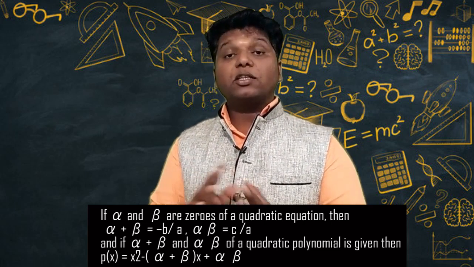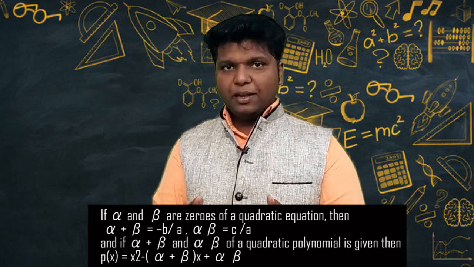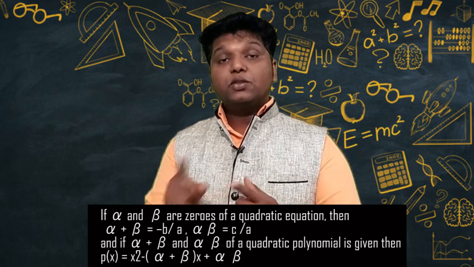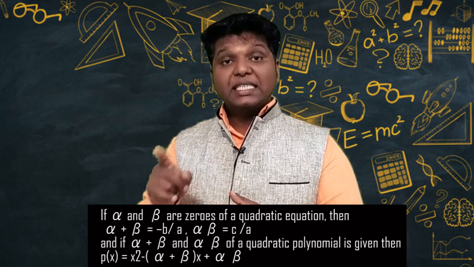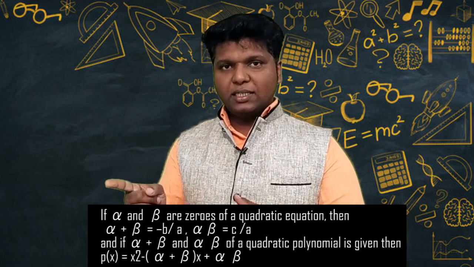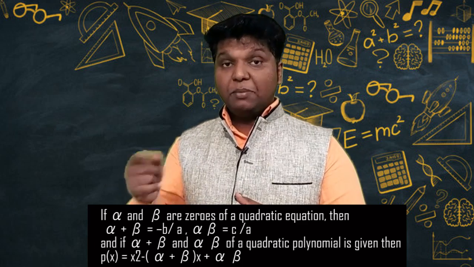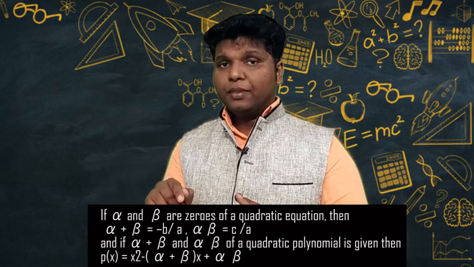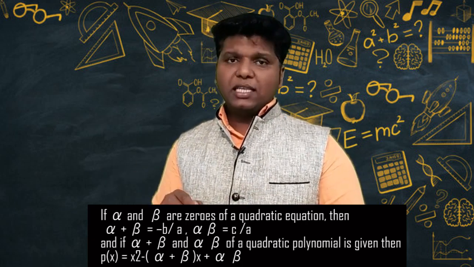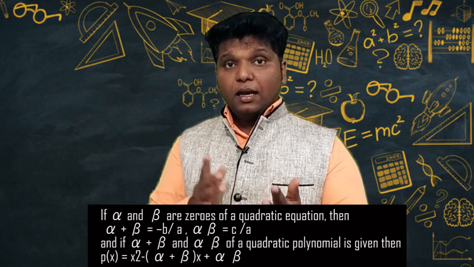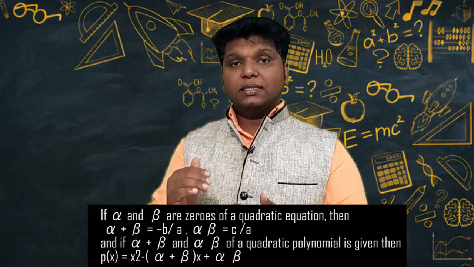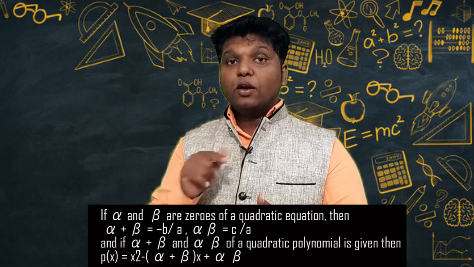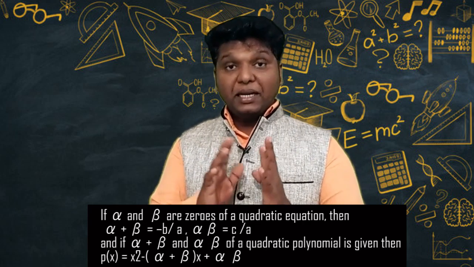Second relation, the product of the roots. What were the roots? Alpha and beta. So product of the roots means alpha into beta, alpha multiplied by beta. So alpha beta is equal to c by a. What is c? C is the constant term. And what is a? A is the coefficient of x square. So we can say the product of the roots is equal to the constant term divided by the coefficient of x square. We can mention it like that also.